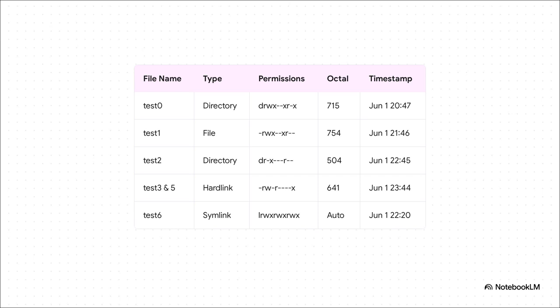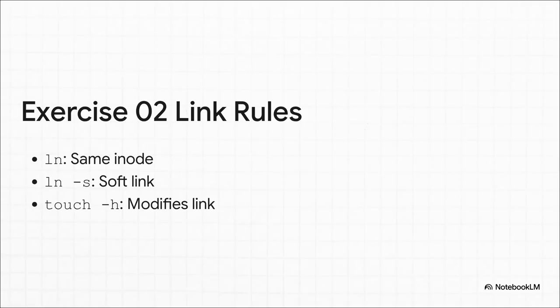Now, to successfully leap into Exercise 02, you're going to need a really advanced layout of metadata. So consider this table your ultimate student cheat sheet. It clearly breaks down the exact octal conversions you need for your chmod commands, like using 715 for test 0 or 641 for test 3. It also reveals the highly specific linking architecture you require to build for files like test 3, test 5, and test 6. So, let's decode how you actually build those specific links.